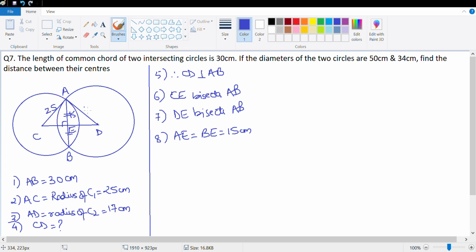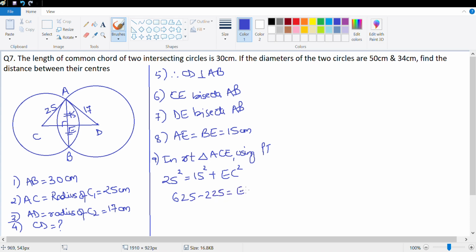AD here is given equal to 17. Let's apply Pythagoras theorem on these two triangles and we should be able to find CE and ED. So in right triangle ACE, using Pythagoras theorem, what we get is 25 square is equal to 15 square plus EC square. This is 625. 625 minus 225 is equal to EC square, the square root of this. So this is 400, therefore EC is equal to 20 centimeter.